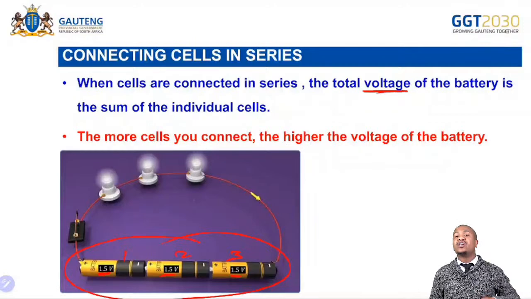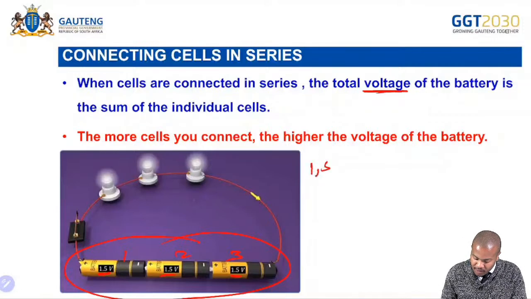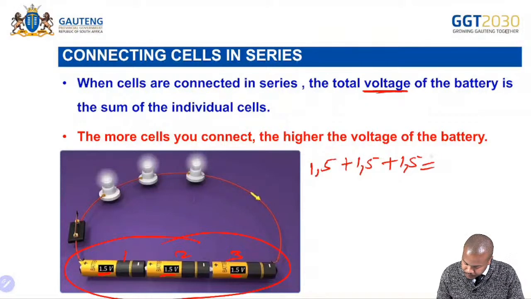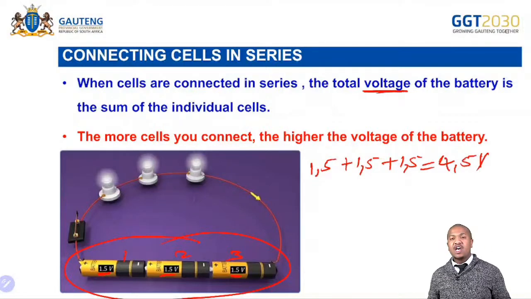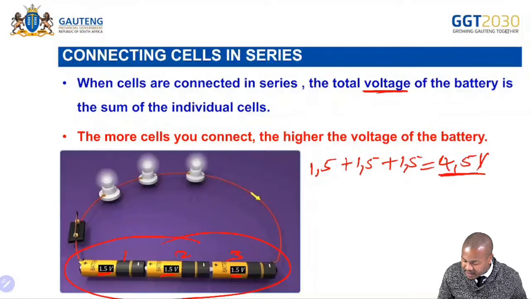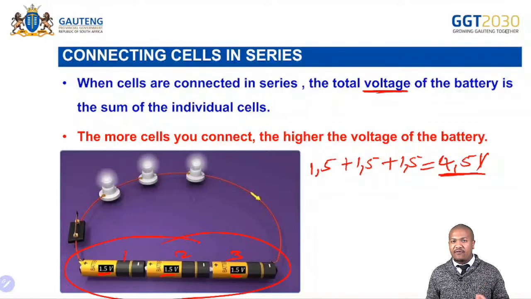So if we're looking for the total voltage of this battery now, it means we're going to do what? We're going to add all these volts of these cells together to get the total voltage. So we're going to do 1.5 plus 1.5 plus 1.5 to give us 4.5 volts. So the total voltage of this battery here is 4.5 volts.